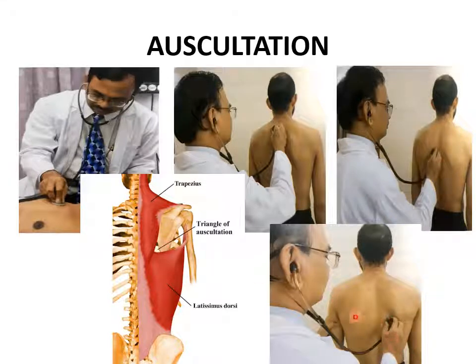Okay, so this is the triangle of auscultation. So here you can see in the lower part of the scapula, we have the triangle of auscultation. So here the doctor is auscultating on the triangle of auscultation, and there on the posterior side of the chest, we can hear the best breath sounds nicely. Okay, let's see in the next slide.